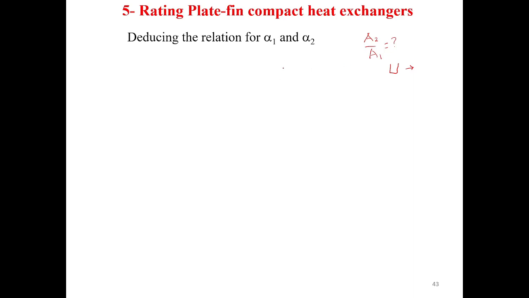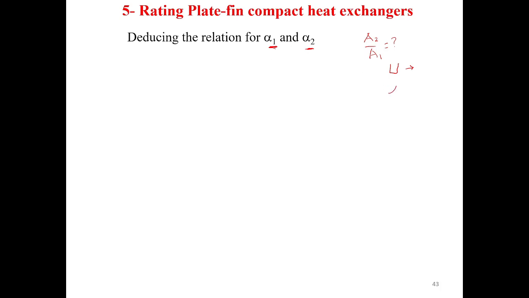But since A2 and A1 are required for sizing the compact heat exchanger, in the following slides, 2 or 3 slides, we are going to see how you can evaluate alpha 1 and alpha 2 based on the information of the parameters given for each of these two surfaces.